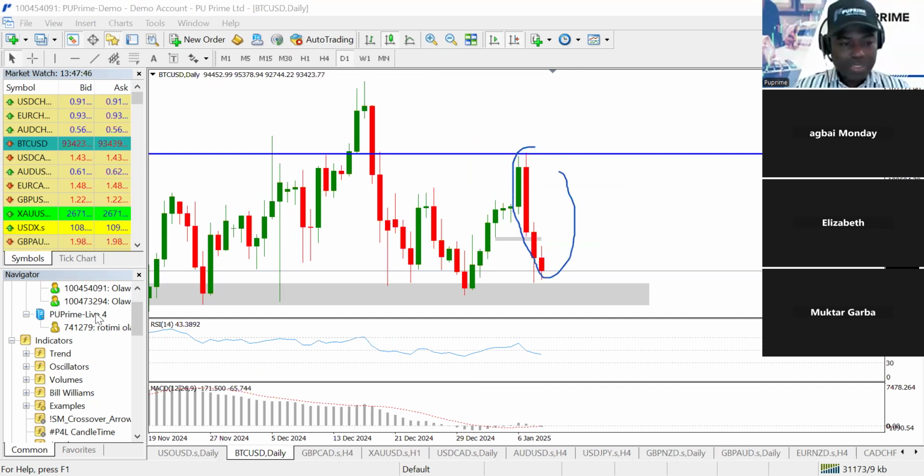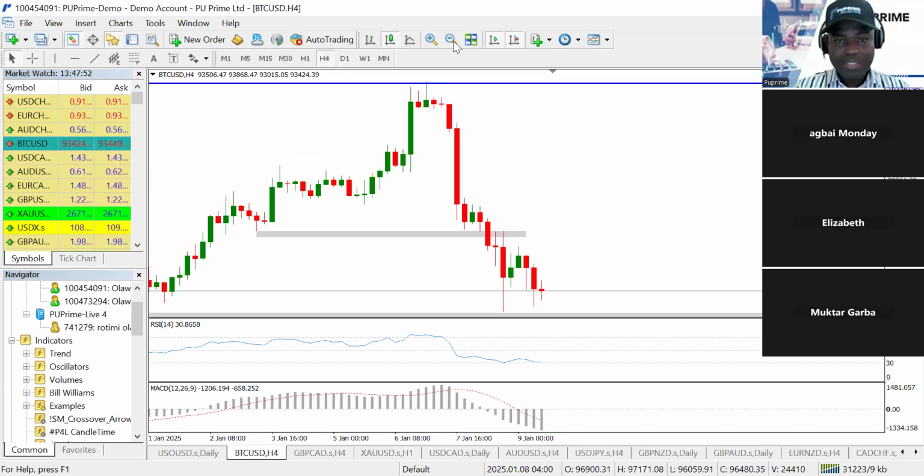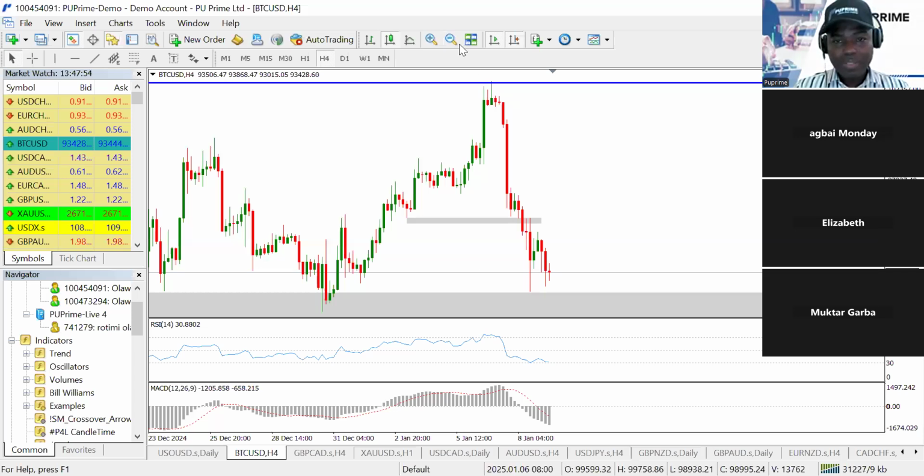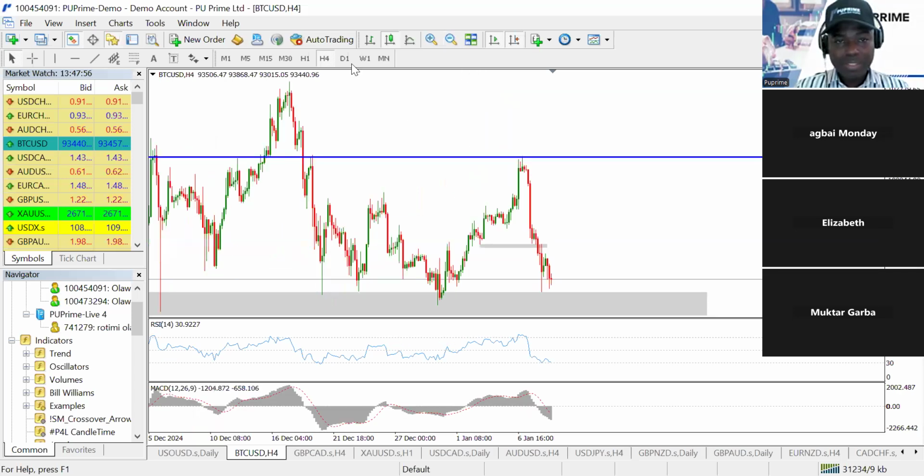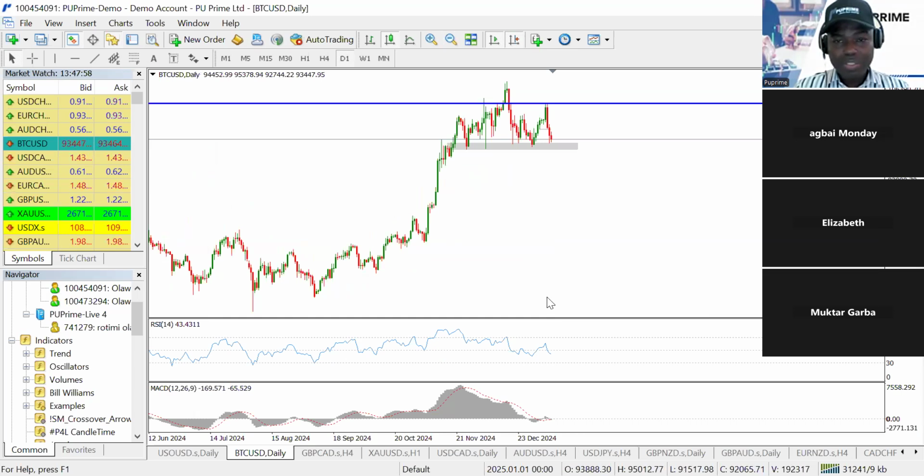So what's going to happen to BTC now? Well, I will be very careful to take a trade on BTC for now until volatility really returns to the market. The reason is this. Yes, on a big picture, this is forming a head and shoulder. Price has touched that support zone slightly and retraced.